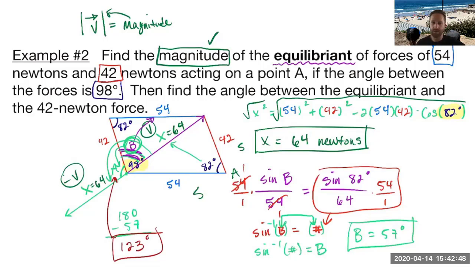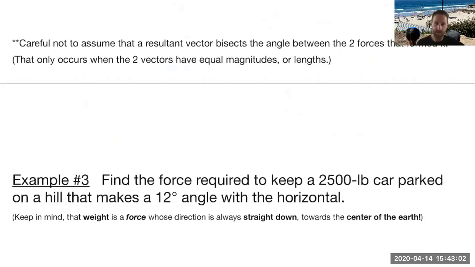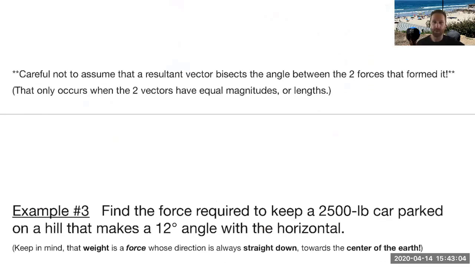So a lot of things going on, moving parts, but hopefully again, you see why this is included in this chapter. Because we went over law of sines and law of cosines, we actually had to utilize both. And so as I mentioned earlier, be careful to not assume that your resultant vector bisects any of the angles that those two things that we had formed.